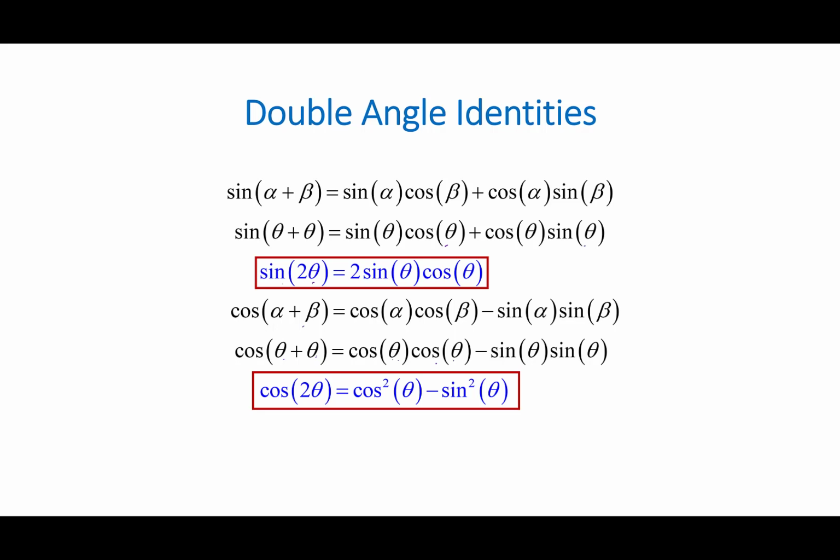And these are results that I don't necessarily have memorized, or think that you have to. If you just remember to start with the sum identities and replace the alphas and the betas with the same angle of theta, or whatever you want to use. Okay, so moving on. We want to do a little more with double angle identities before we start solving problems here.